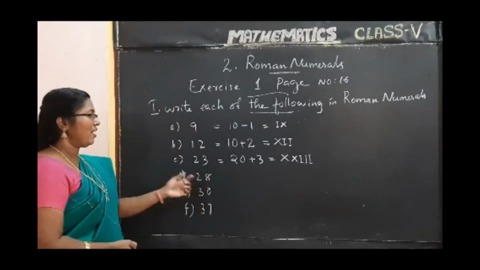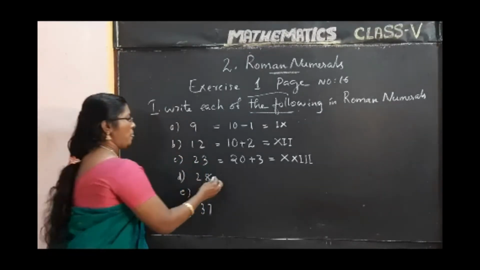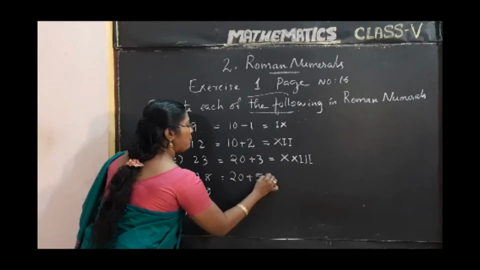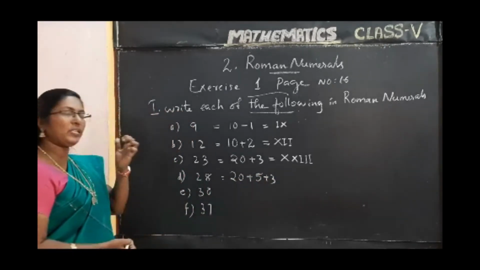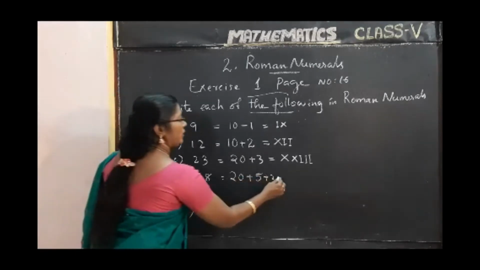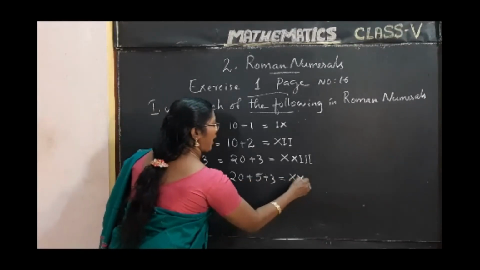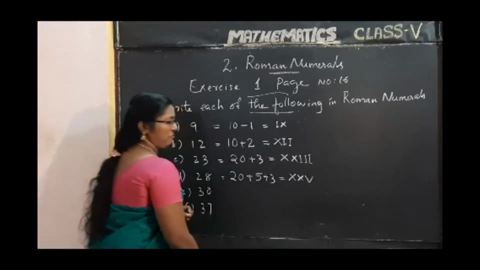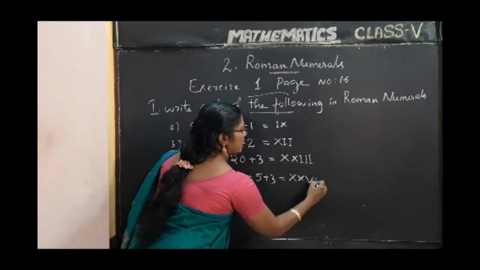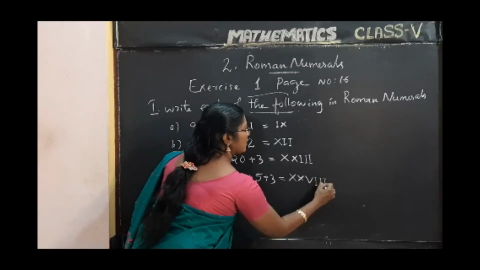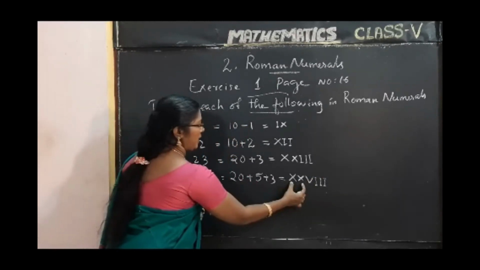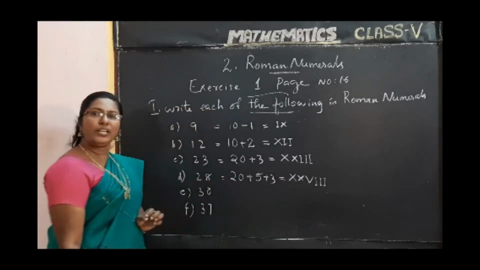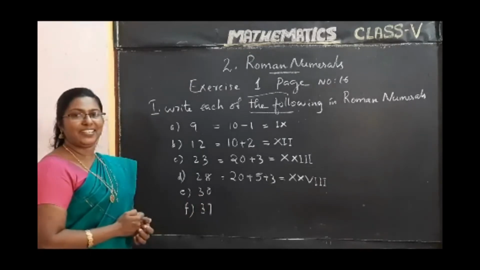The next one, 28. That is 20 plus 5 plus 3. Then 20, 2X makes 20. Then 5, V denotes 5, and 3, 3I makes 3. 28 is 20 plus 5 plus 3. Okay. The next is 30.